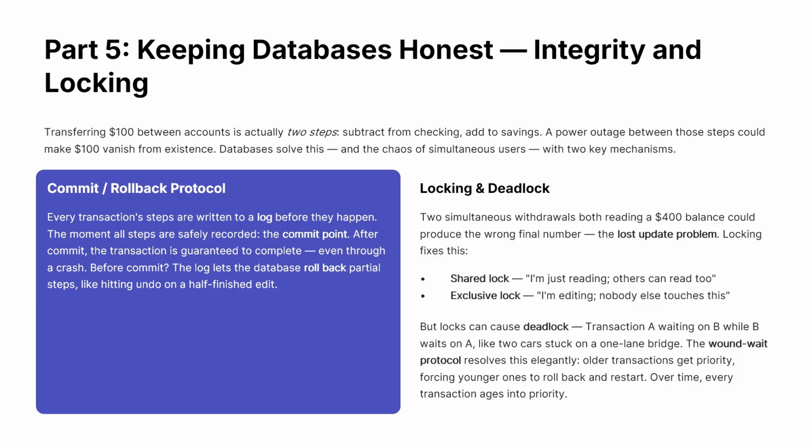Of course, this creates a new problem. What if transaction A is waiting for a lock held by transaction B, while transaction B is simultaneously waiting for a lock held by transaction A? Neither can move. That's deadlock. And it's like 2 cars facing each other on a 1-lane bridge, neither willing to back up. One elegant solution is the wound weight protocol.